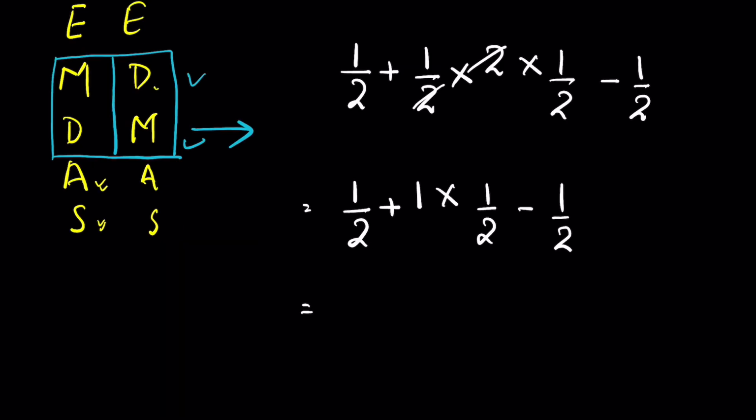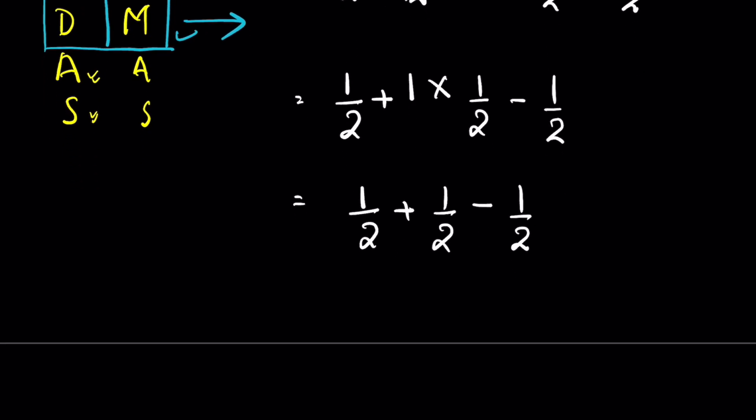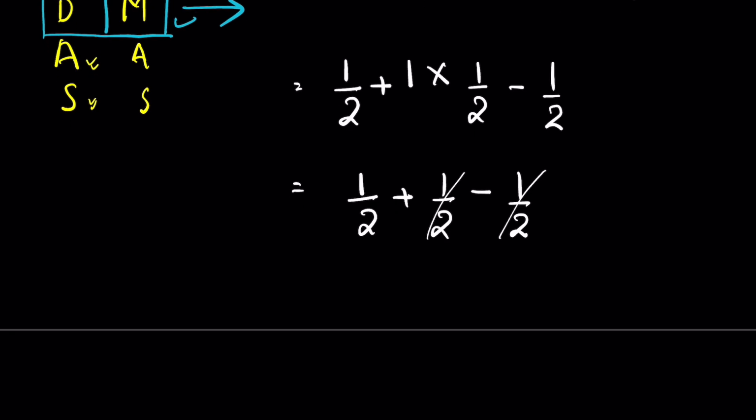1 × 1/2 will be 1/2. So 1/2 + 1/2 − 1/2. Now plus 1/2 and minus 1/2 will get cancelled, because we subtract it and it will be 0. So the answer will be 1/2.